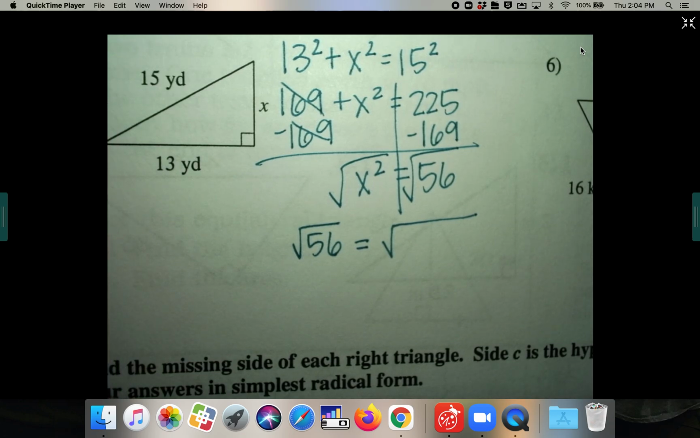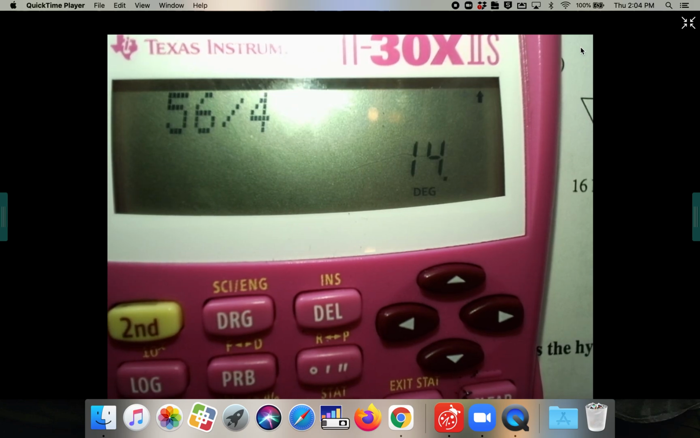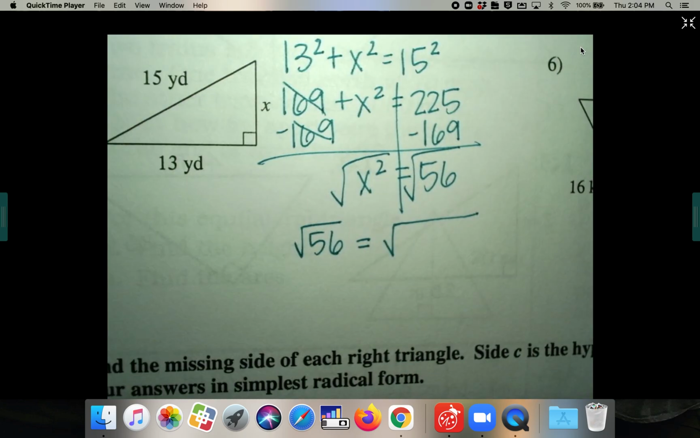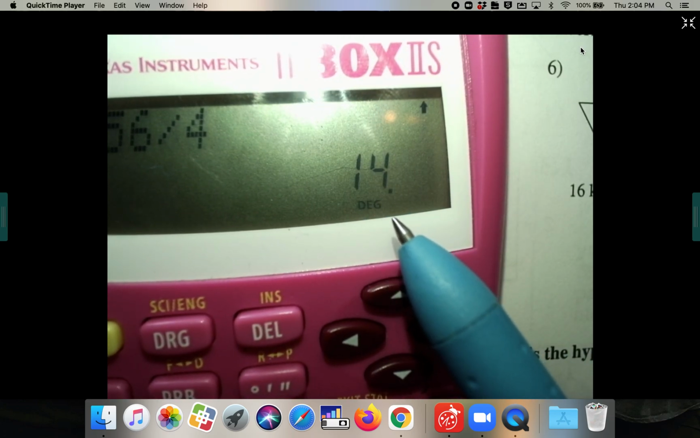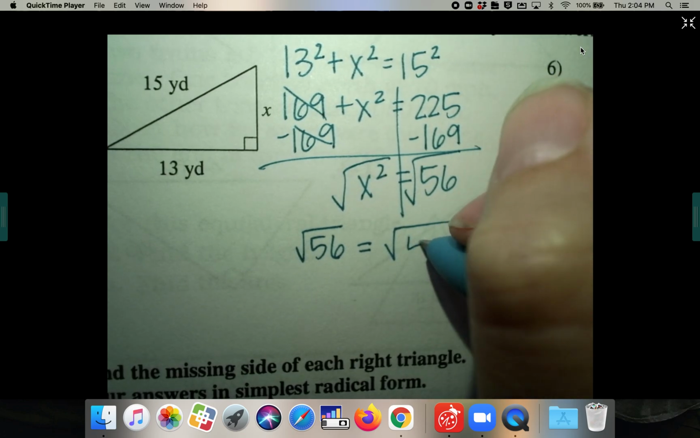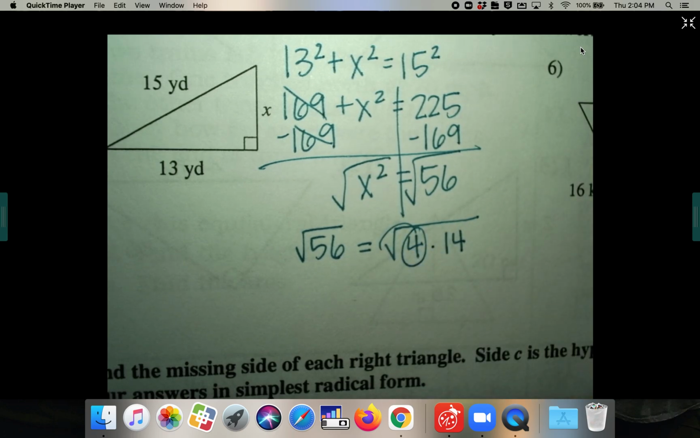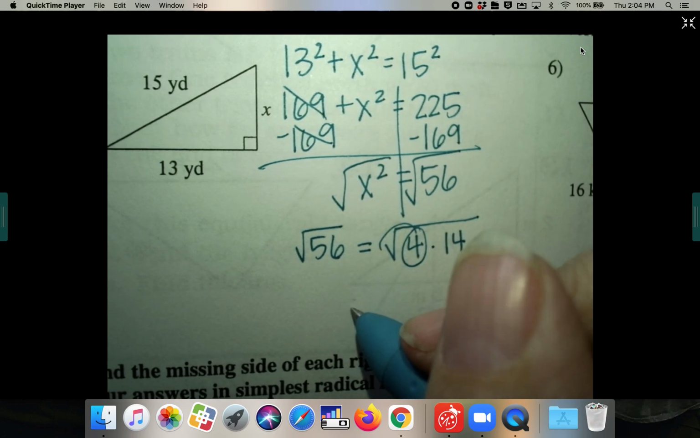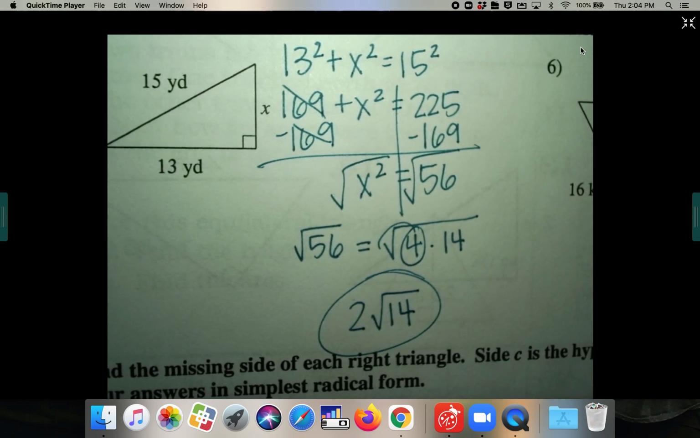Right off the bat, I'm going to try 4. I could try something else, but maybe 4 does work, 4 and 14. And I can't think of any perfect square in 14 because the only factors of 14 are 1 and 14 and 2 and 7. And none of those are perfect squares. So that means we are done. So 4 and 14. And when it's 4 times 14, the square root of 4 comes out as a 2 because the square root of 4 is 2. So our final simplified radical answer would be 2 root 14.